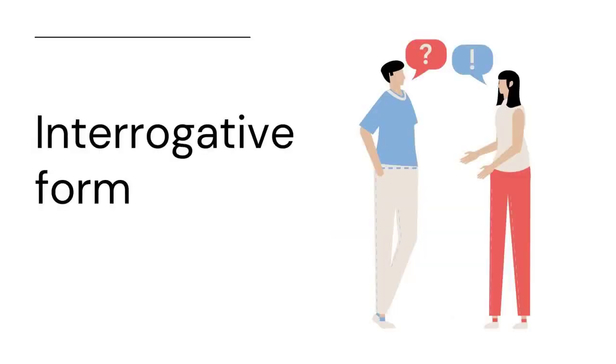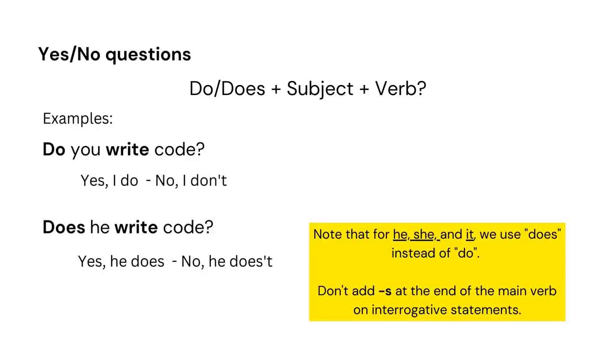Now we are going to review interrogative statements or questions. There are two types of interrogative statements or questions. The first one is yes/no questions. We use this type of question when we expect the answer to be yes or no. For example, do you write code? The answer can be yes, I do, or no, I don't. Another example, does he write code? Yes, he does, or no, he doesn't.